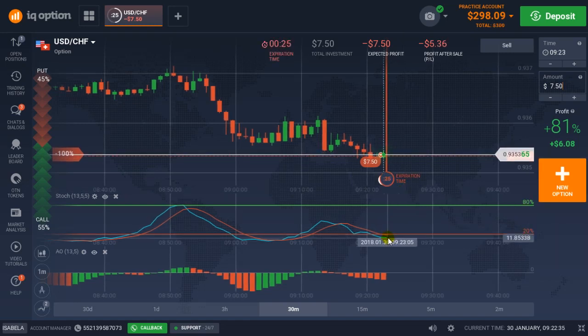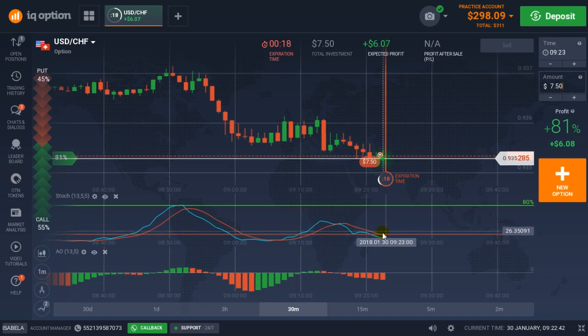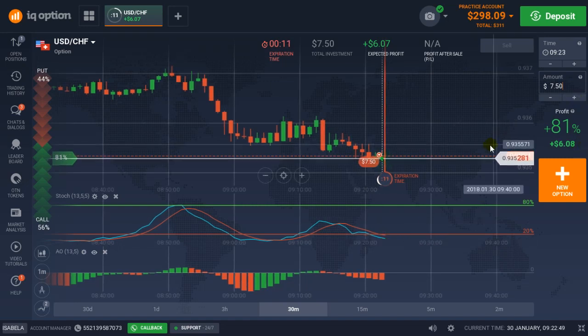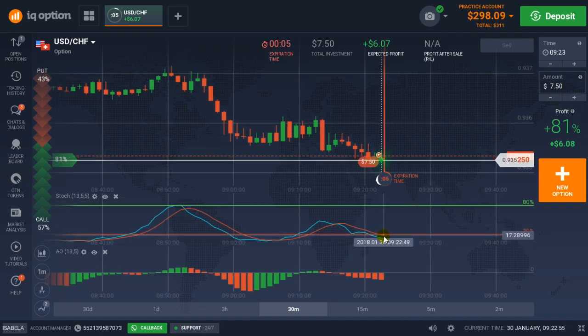This is what I shouldn't have done. I didn't comply with the rules, okay? I did not comply with the rules. I shouldn't have gotten into this trade. I got into this trade because I was occupied talking and looking at other things and trying to explain to you guys, but I should not have gotten into this trade, okay?